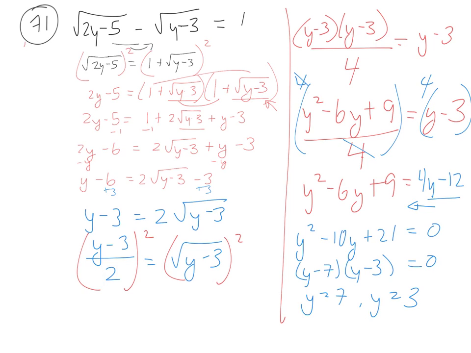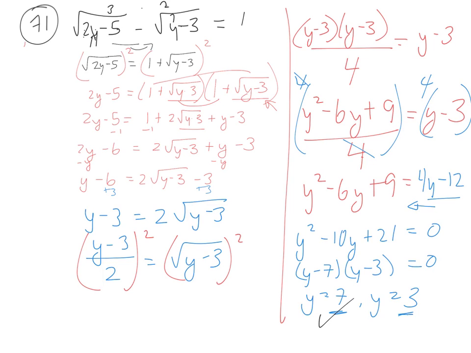Now, I'd want to take these two numbers here separately and plug them back in for y up here and see if they're true. So I'll just do that quick. So 7 in there. So 2 times 7 is 14, minus 5 is 9, square root of 9 is 3. And then put a 7 in this one. So 7 minus 3 is 4, square root of 4 is 2, and 3 minus 2 is 1. Yep, that one works.